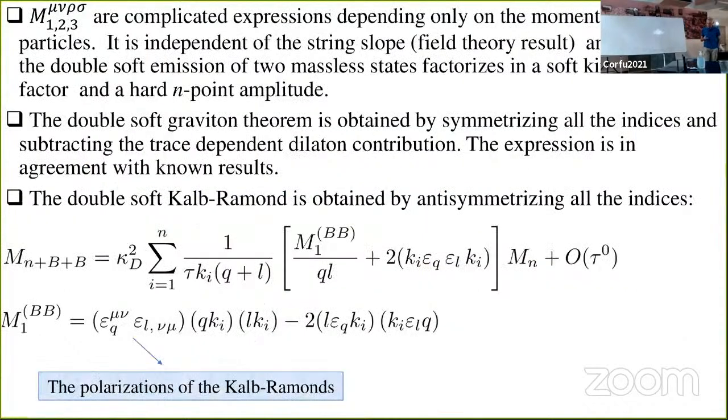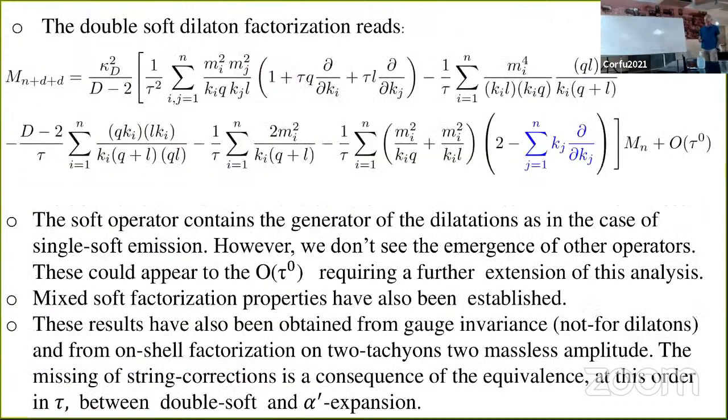But we have also got soft factorization properties for the Kalb-Ramond field. This is the result. Also a mixed factorization property. And also a factorization property for the dilaton. This is the result. As you can see here again, for some reason, just the generator of dilatations appears. But we don't see any signal for the appearance of another operator. So we don't see any algebra of some group.